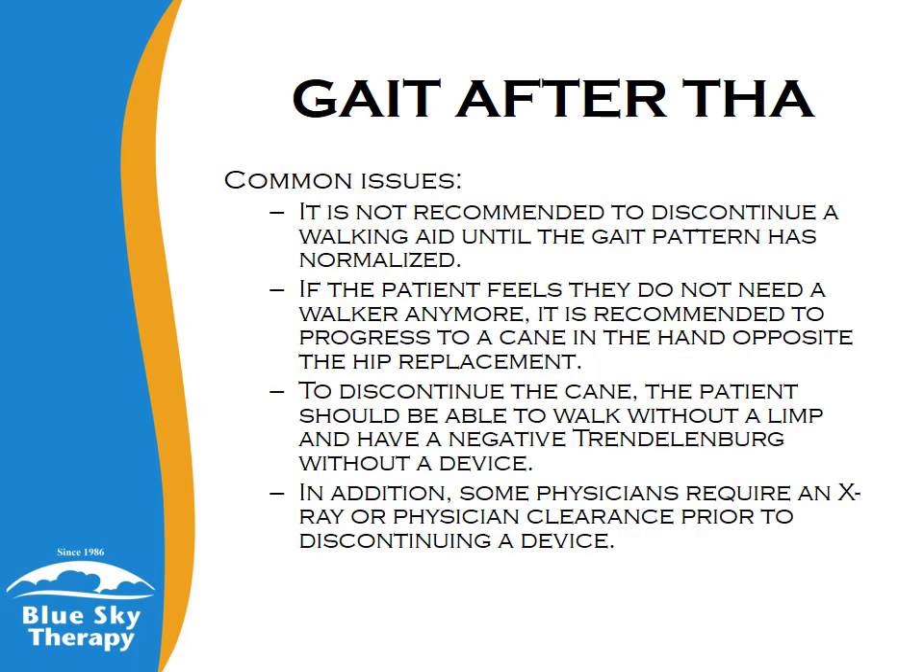It is not recommended to discontinue a walking aid until the gait pattern has normalized. If the patient feels they do not need a walker anymore, it is recommended to progress to a cane in the hand opposite the hip replacement. To discontinue the cane, the patient should be able to walk without a limp and have a negative Trendelenburg without a device. In addition, some physicians require an X-ray or physician clearance prior to discontinuing the device.